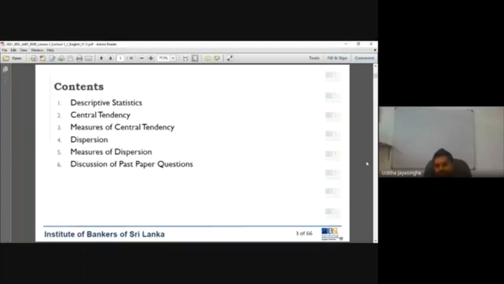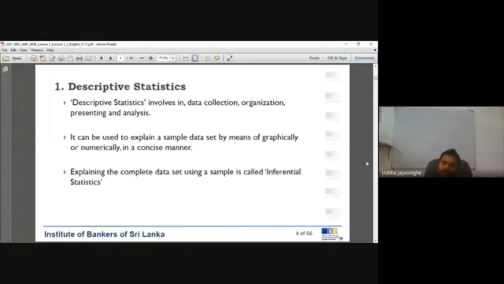So, descriptive statistics is involved in data collection, organizing, and presenting an analysis. That's the first two lessons that we learned so far. We learned, with the class example of 70 students' mathematics marks, to collect data, organize them, and present them for analytical purposes. So that's the basis of any statistic.